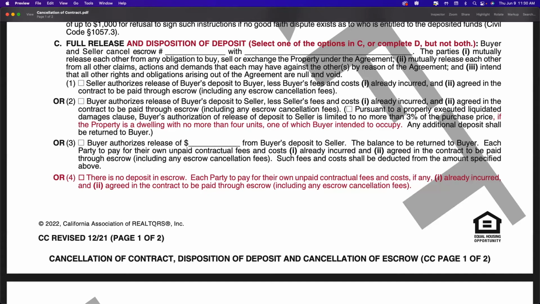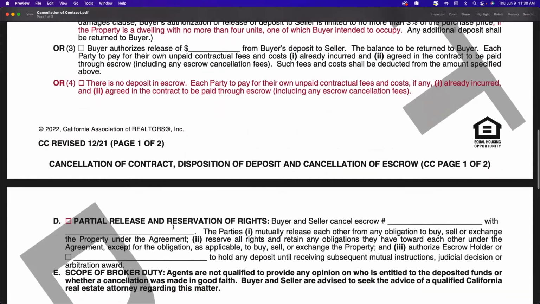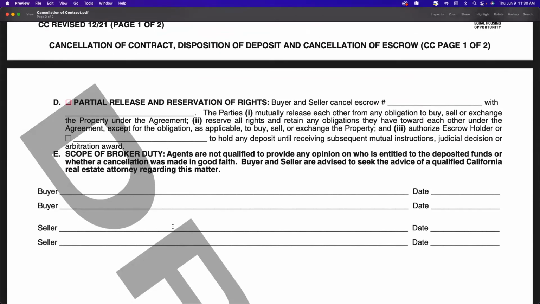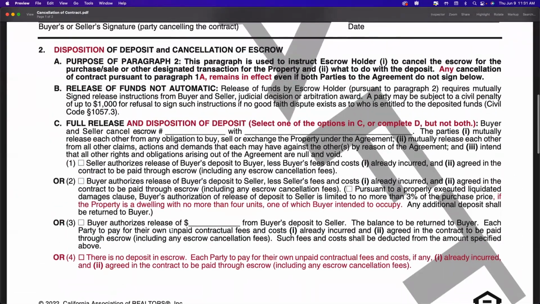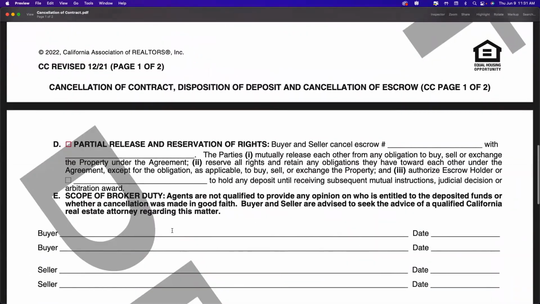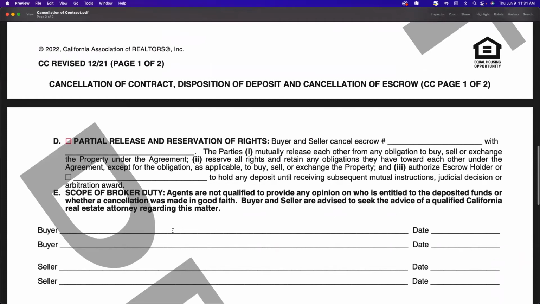Thank you. Okay. Partial release. This is D, right? We can't have C 1, 2, 3, or 4, and anything in D. It's either one or the other. So D is a partial release and reservation of rights.